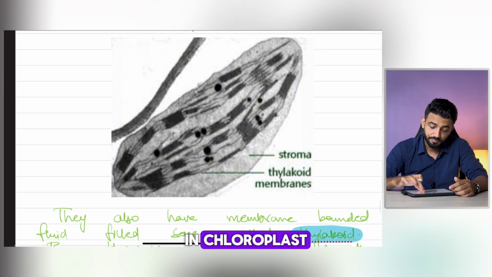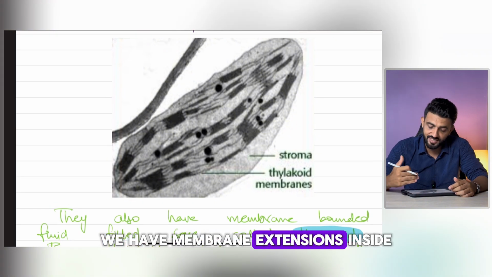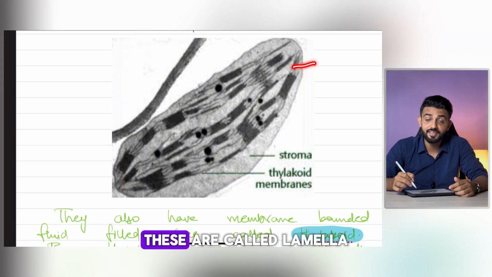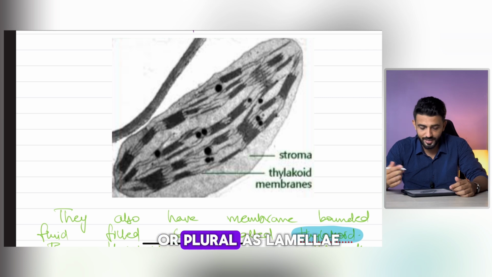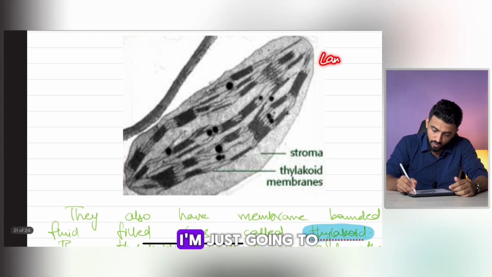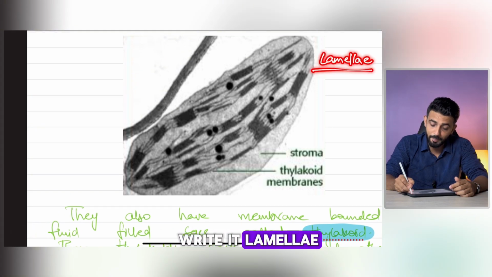In chloroplast, we have membrane extensions inside. These are called lamella, or plural is lamellae. Not written here, so I'm just going to write it, lamellae.